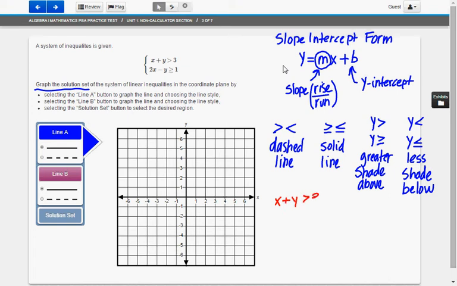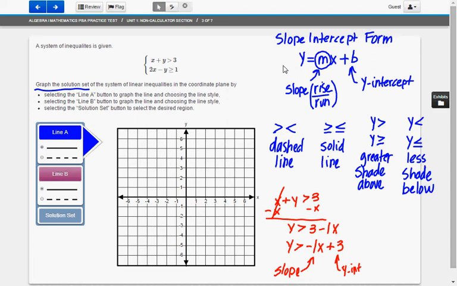So to begin with, I have x plus y is greater than 3. I'm going to put it in slope-intercept form, so subtract x to the other side. And we have y is greater than 3 minus x. If it's helpful for you, feel free, we know that we can put a 1 in front of that x. It's 3 minus 1x. And in slope-intercept form, we might rearrange that to write y is greater than negative 1x plus 3.